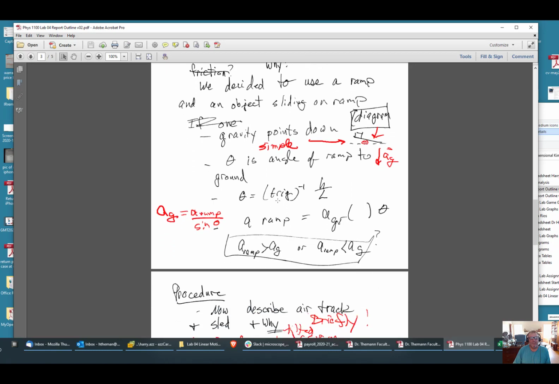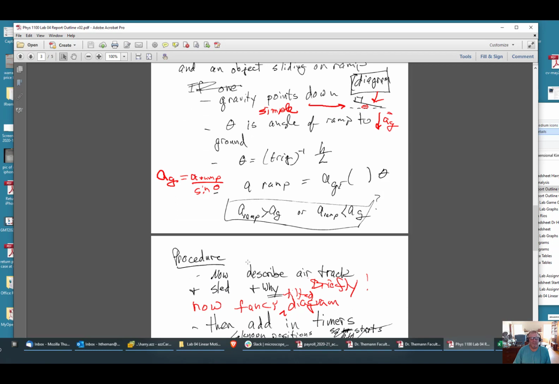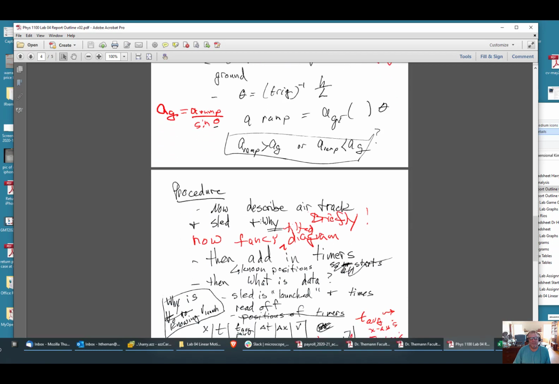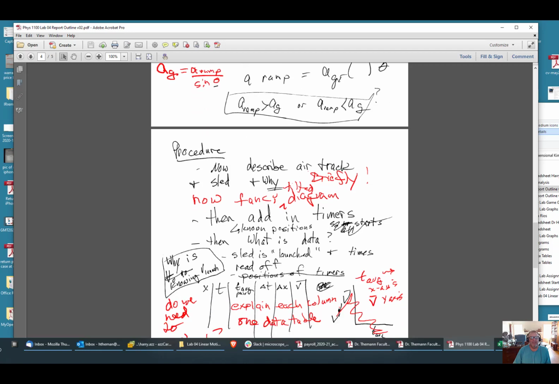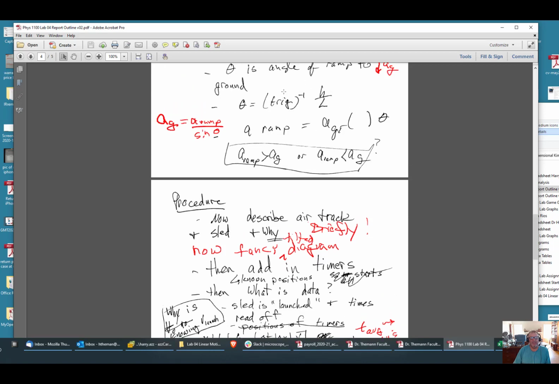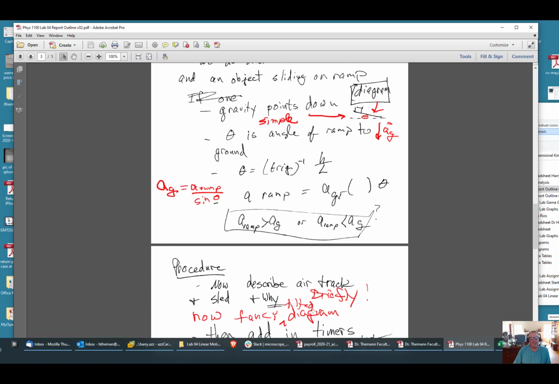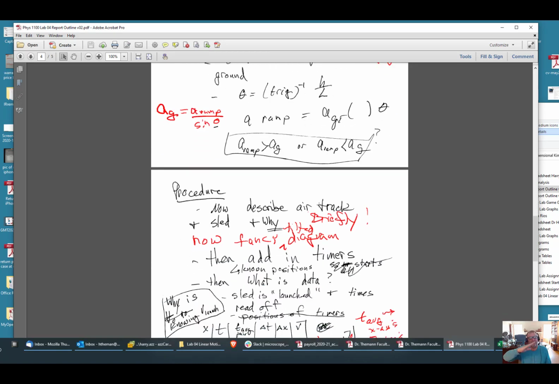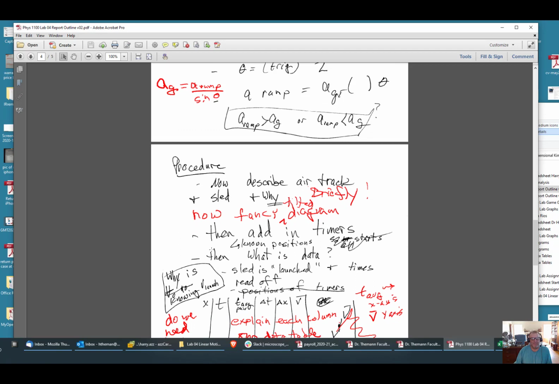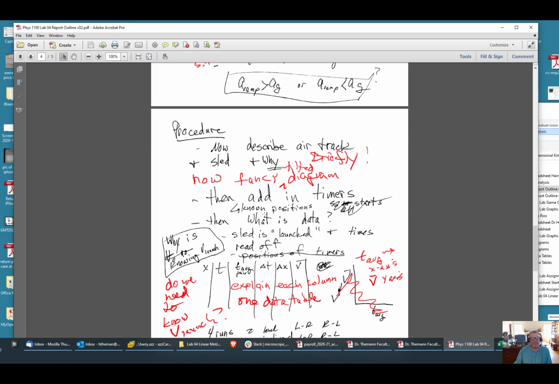Now describe the air track. Okay, there's no particular order. Here's where you could use the fancy tilted diagram. This is a cartoon tilted diagram, just really conceptual. And now you can say, here's what the air track effectively looks like. We have the tilted track, we have the measured height, we have the measured length, we have timers set at carefully measured known positions.